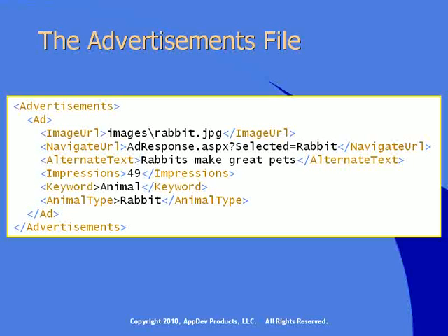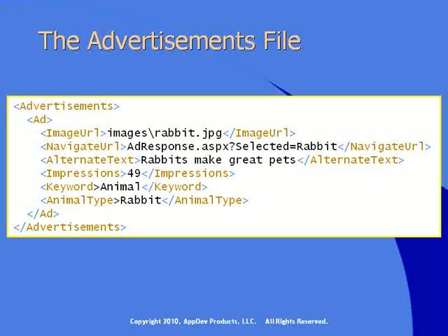For impressions, ASP.NET sums up the impression value for each one of the ads, gets a total value, and assigns a weight then as a proportion of the total. So for example, if the total number of impressions of all the ads, say, was 1,000, and this one had an impression of 49, then it would show up 49 1,000ths of the time in a random selection. It isn't totally random because it's weighted, so it's a weighted random selection.